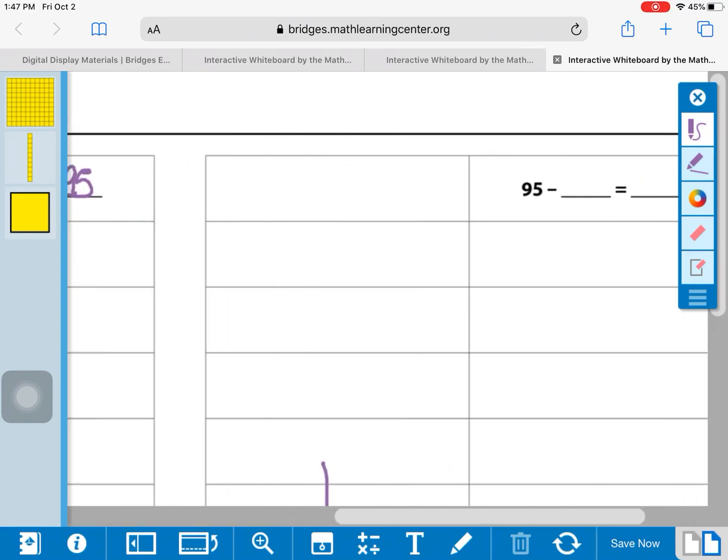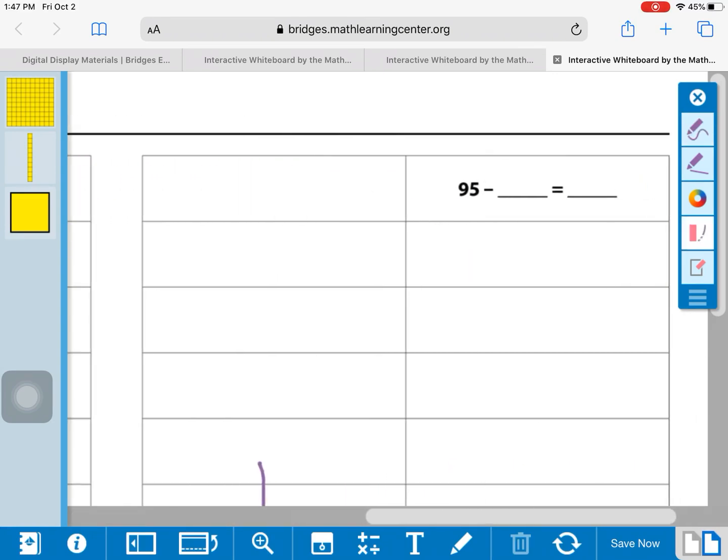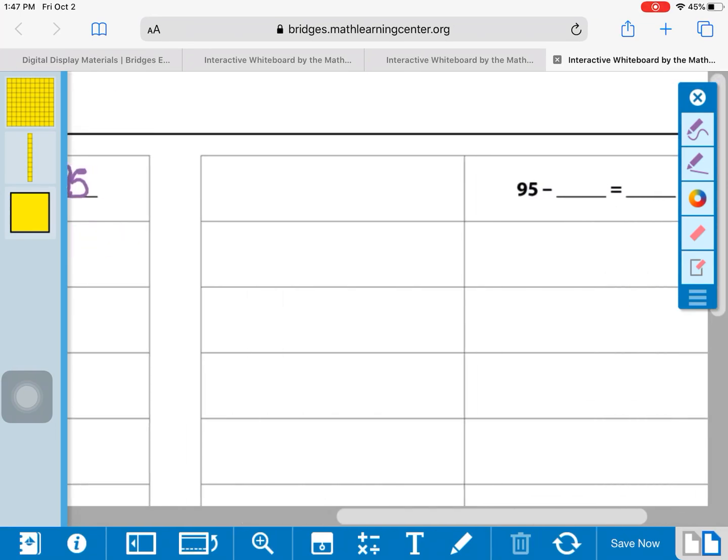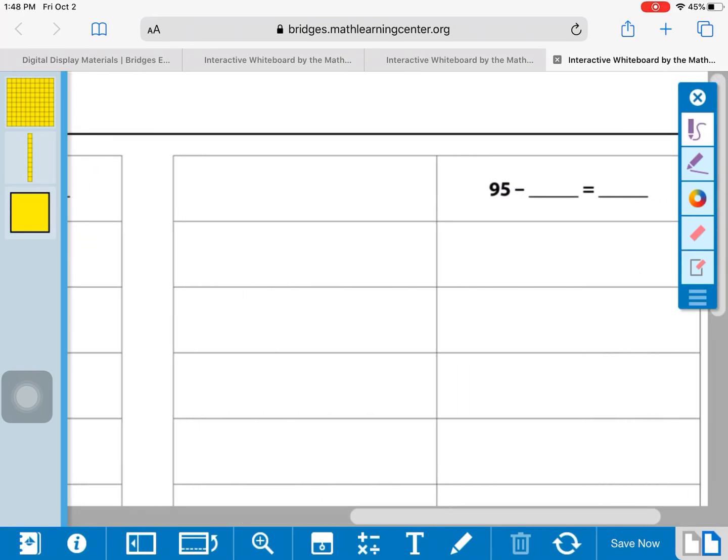Now my partner would go, and my partner does the same thing. My partner goes down to the dice and makes the toss. And my partner rolls a 9 and a 6. A 9 plus 6 is a 15. So 95 minus 15, and that one I can do in my head pretty easily. 5 ones minus 5 ones is 0 ones, and then 9 tens minus 1 ten is 8 tens, or a total of 80. So right now I'm sitting at a score of 80.